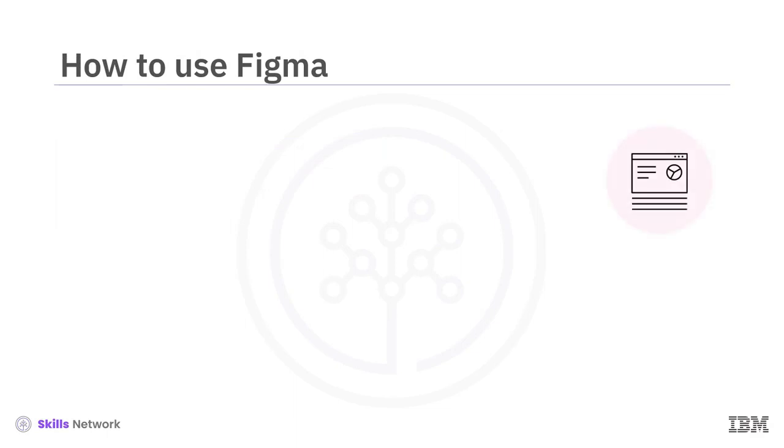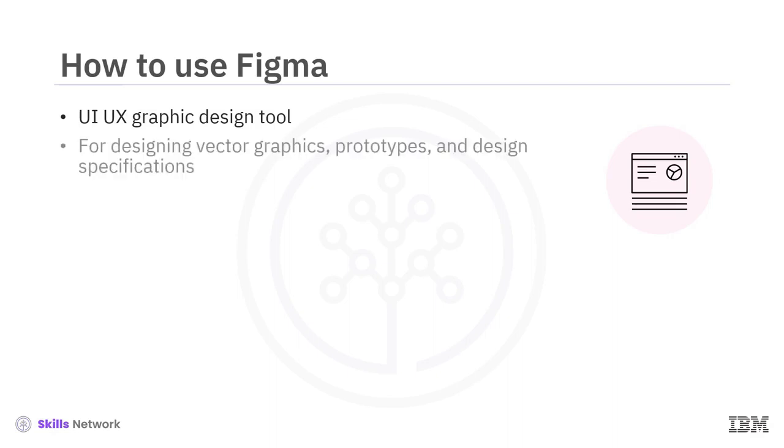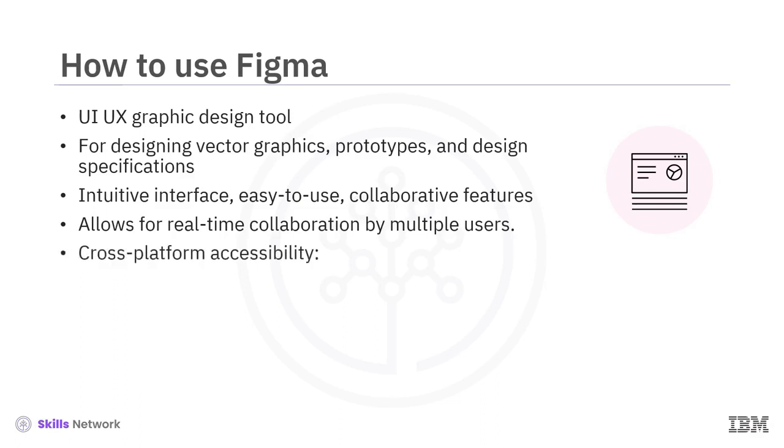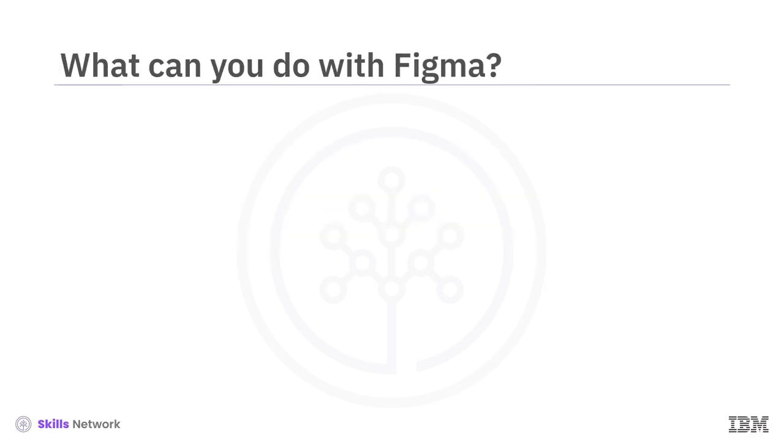Designers, developers, and product teams worldwide use Figma to create and collaborate on the user interface, UI, and user experience, UX, design projects. Designers use Figma to create vector graphics, prototypes, and design specifications. With its intuitive interface, easy-to-use design tools, and collaborative features, Figma allows multiple users to work or review a project in real time. Users can access Figma across platforms, including the web, Windows, Mac, iOS, and Android. Let's learn what can be achieved with Figma.